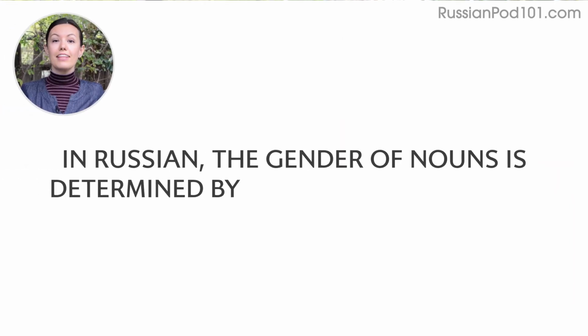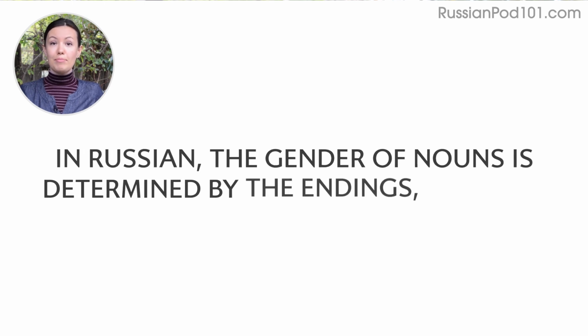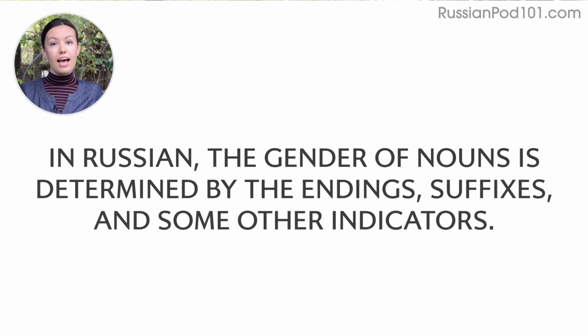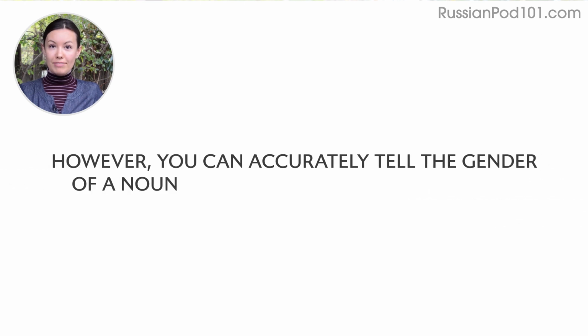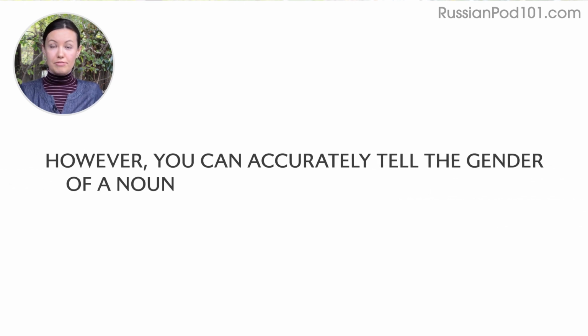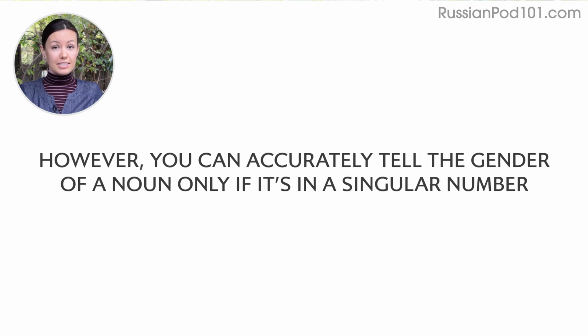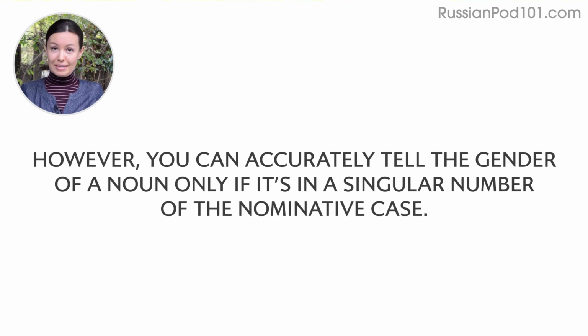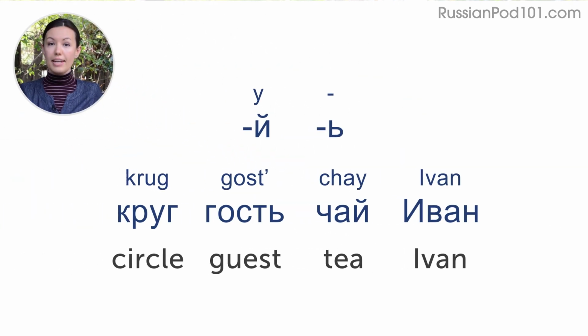In Russian, the gender of nouns is determined by the endings, suffixes, and some other indicators. However, you can accurately tell the gender of a noun only if it's in the singular number of the nominative case. Let me try to explain to you how it all works. Masculine nouns, names included, usually have at their end either a consonant, including й, or a soft sign, which, as you remember, doesn't have a sound of its own.